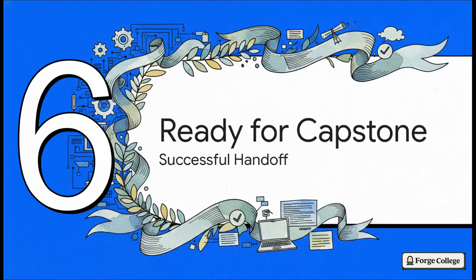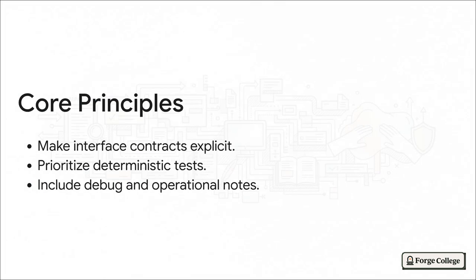And finally, Section 6, ready for Capstone. Once that local validation sequence runs cleanly, you've made it to the successful handoff. So, let's summarize the core principles here. To drastically reduce friction at the Capstone intake, remember these 3 things.